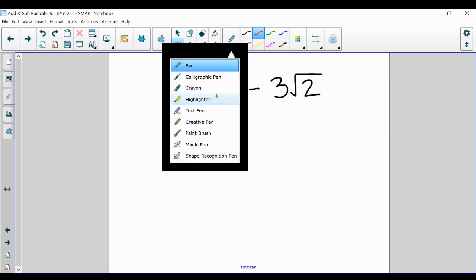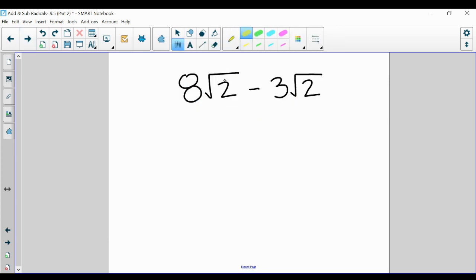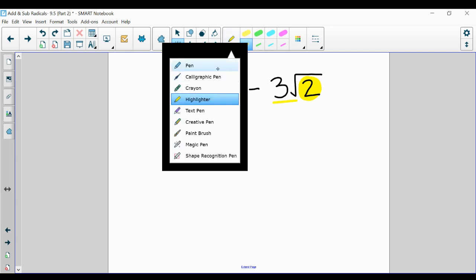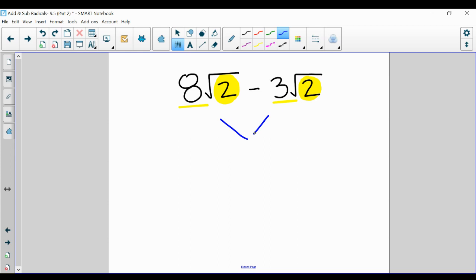So here we're now going to subtract. Again, we're looking to see if our number under the radical is the same. And here it is. Both are root 2. So if I have 8 root 2 and 3 root 2, when I subtract them, that brings me to 5 because 8 minus 3 is 5. And then my root 2 remains. So I have 5 root 2.